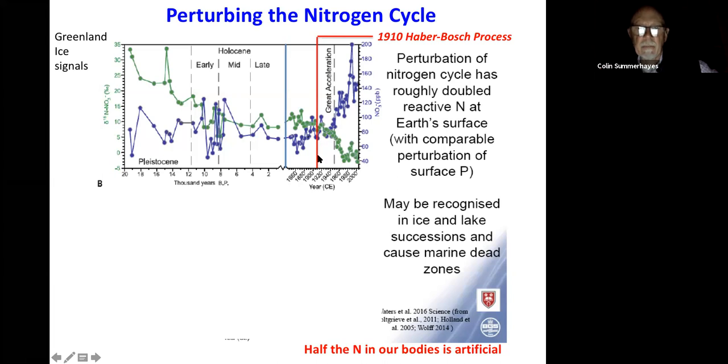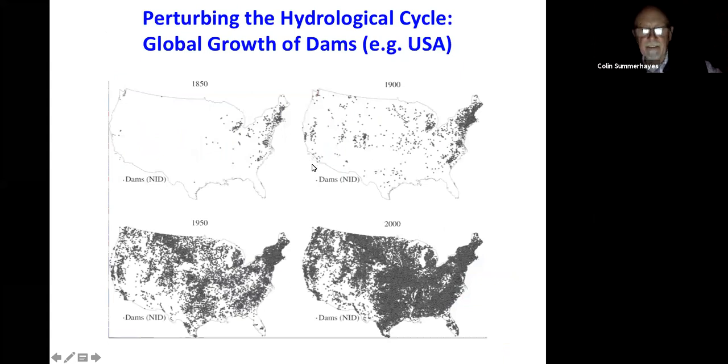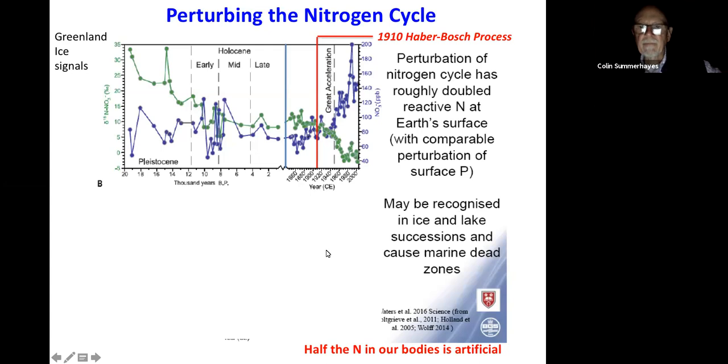This was in response to what the red line is. That's the beginning of the industrial process created by these two Germans, Haber and Bosch, to process ammonia to produce nitrate for fertilizers. And so we're now dealing with artificial nitrogen in our fertilizers. In fact, that's roughly doubled the amount of reactive nitrogen at the Earth's surface. So this is another geological signal or geochemical signal that goes along with the phosphorus one. We can see this in ice cores and lake cores and sediment cores, as I've mentioned, dead zones. And for you yourselves, half the nitrogen in your bodies is now artificial from the Haber-Bosch process.